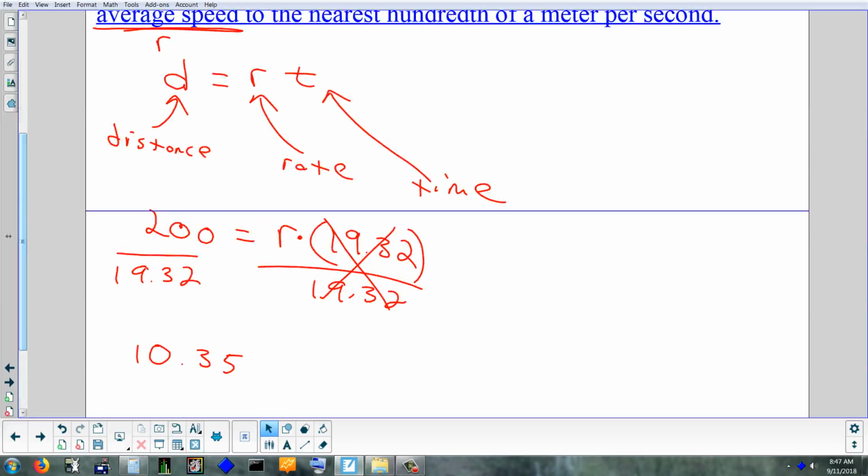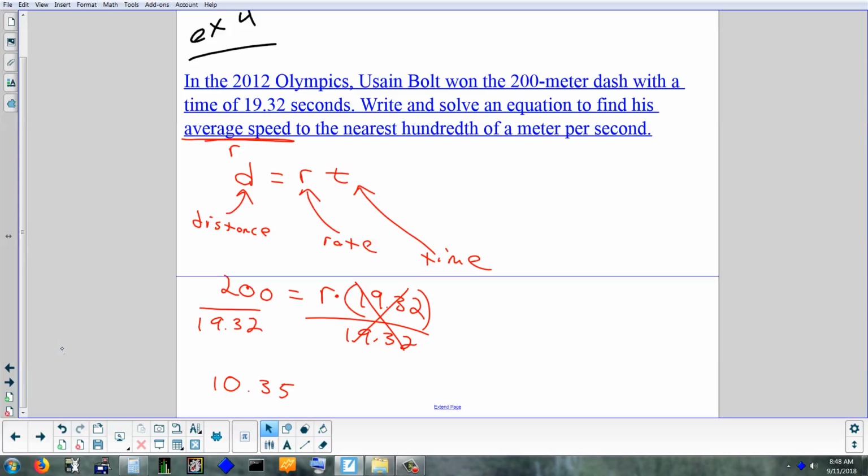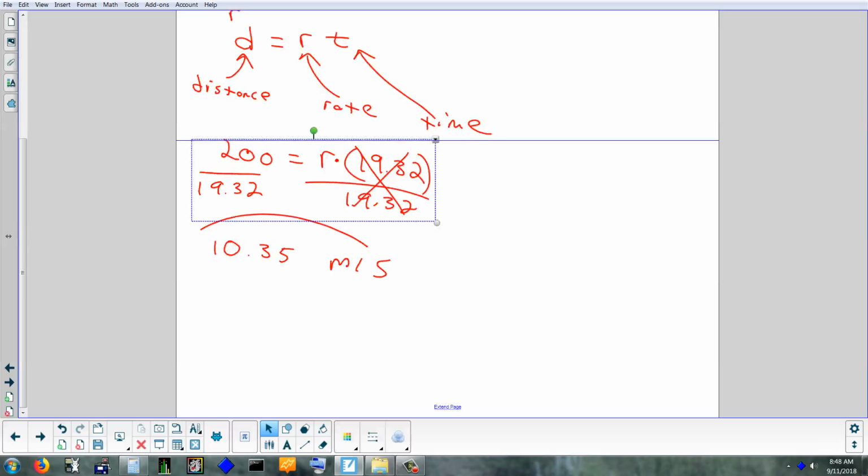10.35 what? Chris? 10.35 meters per second. Exactly. This was 200 meters. This was 19 seconds. When you divide meters by seconds, you get a speed in meters per second. So 10.35 meters per second.